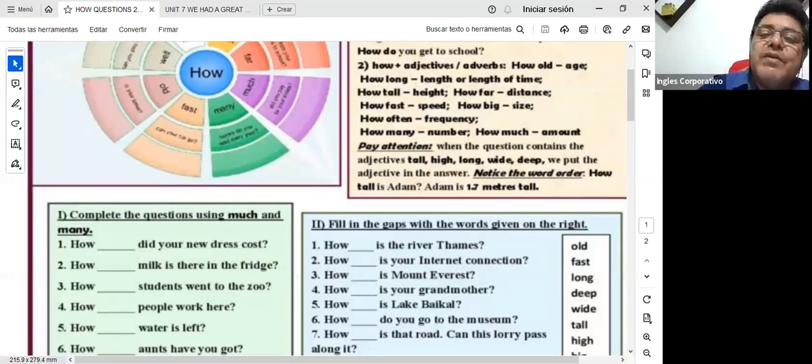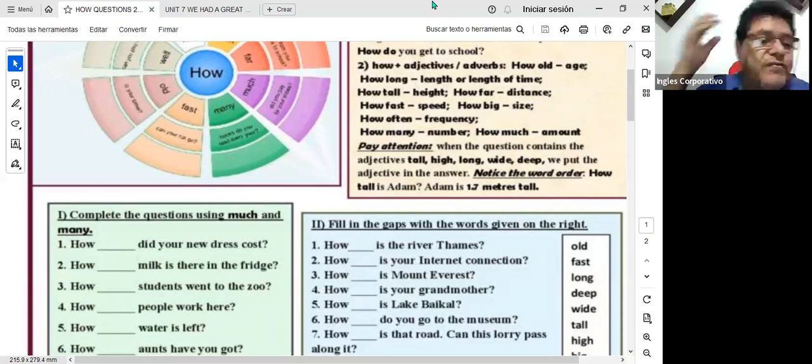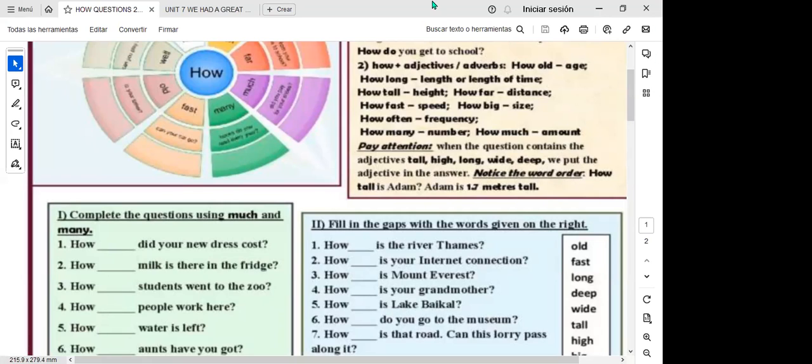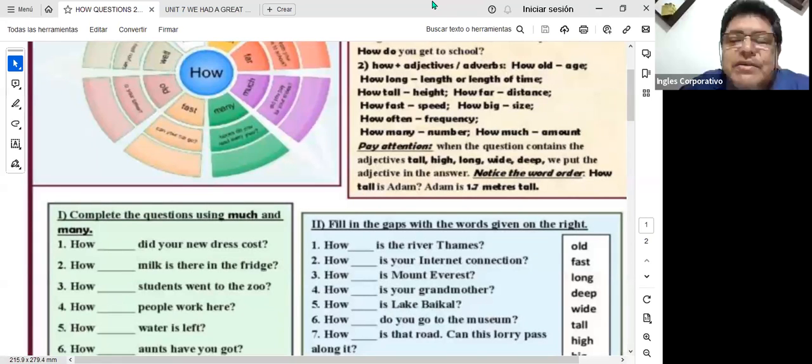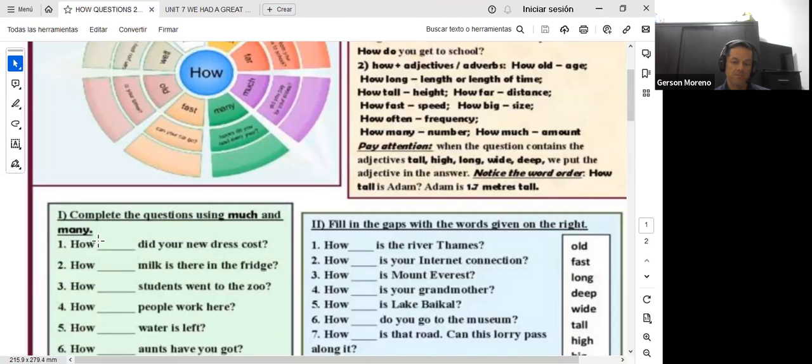For example, if I ask you, how much is the computer? How much is the cell phone? How much is the car? How much is the bottle of water? When you talk about cost, you say how much. Money, cost, price: how much.